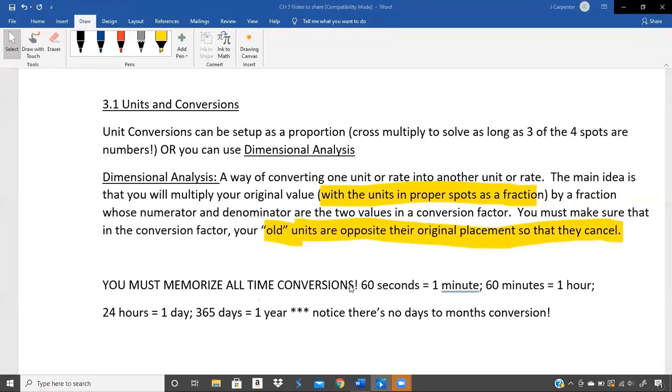And I guarantee you'll see one on the midterm. Now, I might just ask you to go from days to years. I may ask you to go from seconds to years. You could need one or multiple of these proportions or dimensional analysis setups. So we will, of course, go through all of those different types.